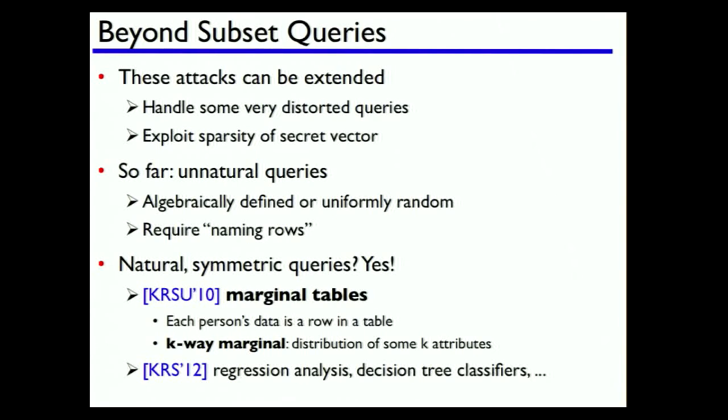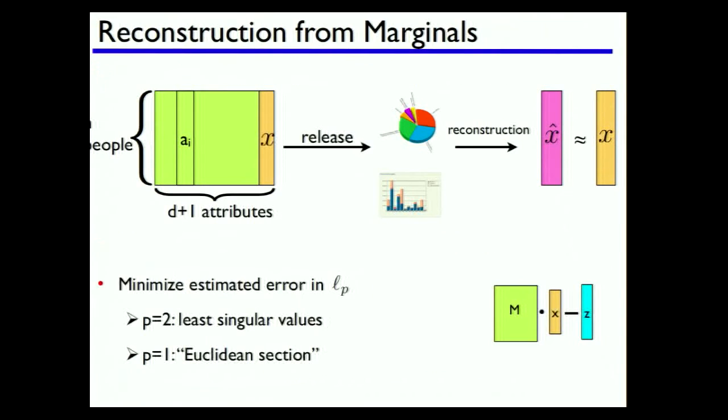So you could ask, could you pull this off with natural, very symmetric queries that don't have this feature of naming, the kinds of things people actually release about, say, government data sets or clinical data? And the answer is yes. It turns out that the same ideas can be exploited to get reconstruction based on releases of marginal tables, for example, regression analysis, decision tree classifiers, a bunch of other things. Basically, once you start releasing too much information that's too accurate of almost any kind about your data, you're going to run into trouble. I won't explain the details since I want to move on to other things.